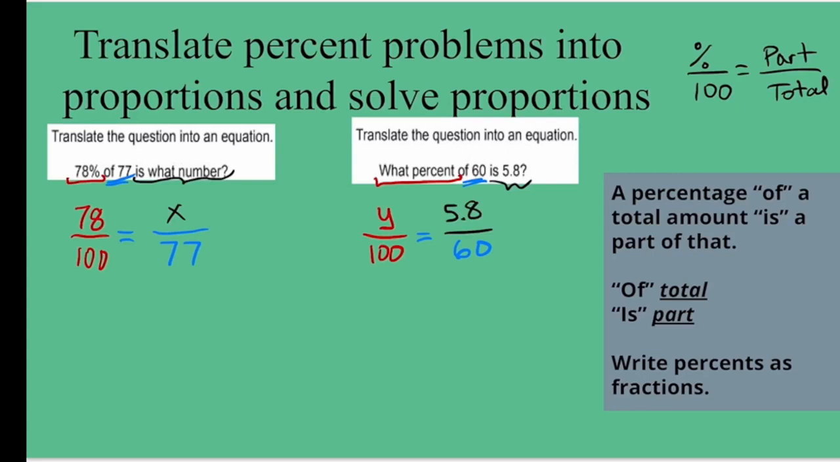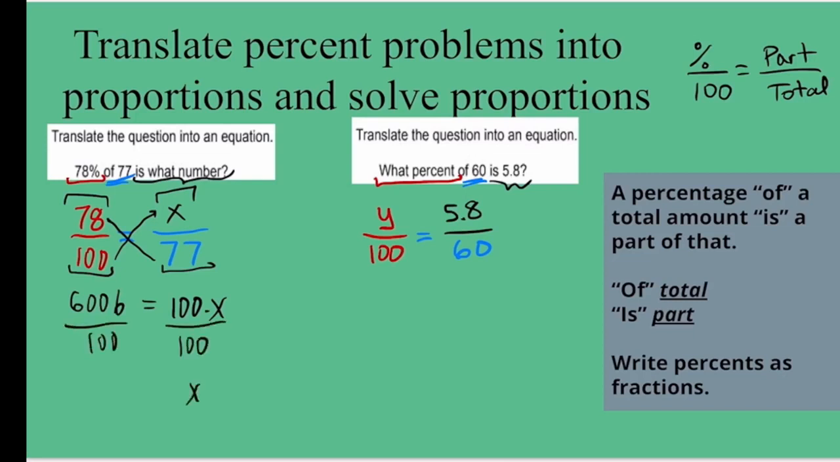So to solve proportions, we cross multiply. We're going to take the denominator and multiply it to the opposite numerator. 100 times x is 100x. 78 times 77 gives us 6,006. We divide by 100 because that's the opposite of multiplying. And our answer is 60.06.